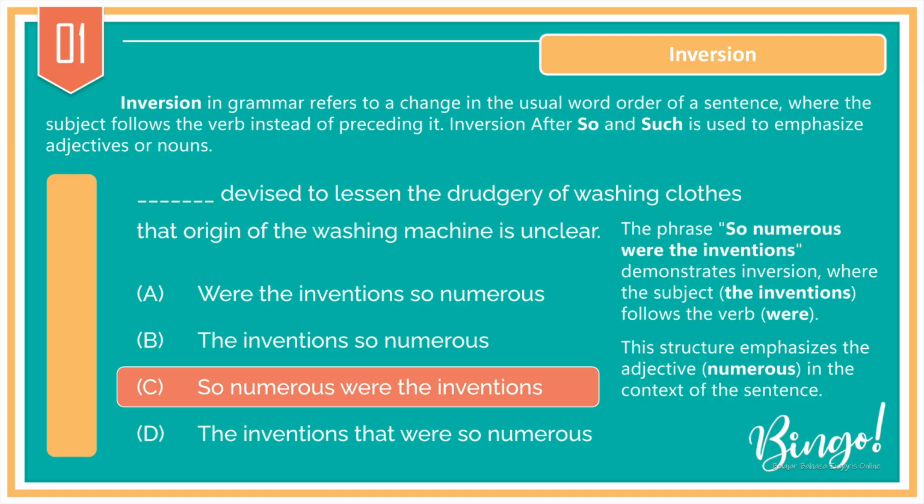Answer 1. Inversion in grammar refers to a change in the usual word order of a sentence, where the subject follows the verb instead of preceding it. Inversion after so and such is used to emphasize adjectives or nouns. The phrase "so numerous were the inventions" demonstrates inversion, where the subject, the inventions, follows the verb were. This structure is used to emphasize the adjective numerous in the context of the sentence.